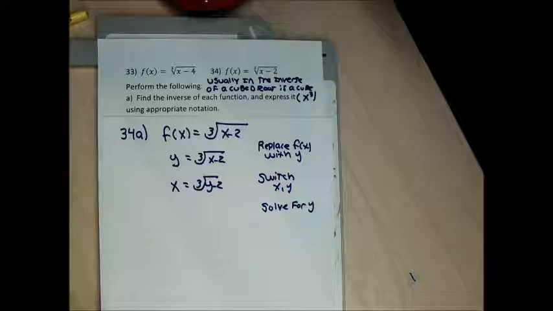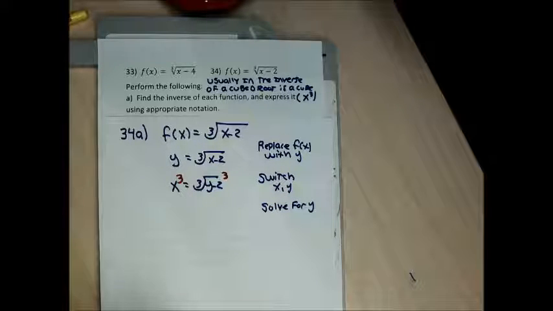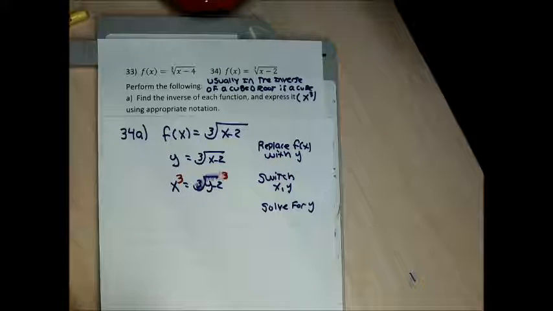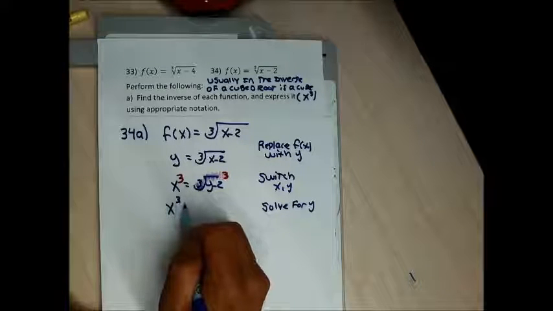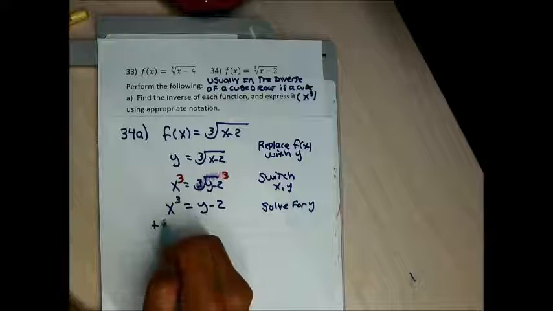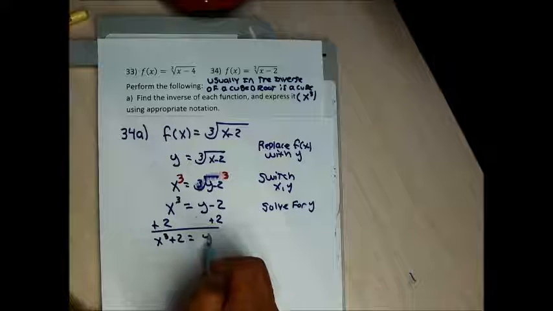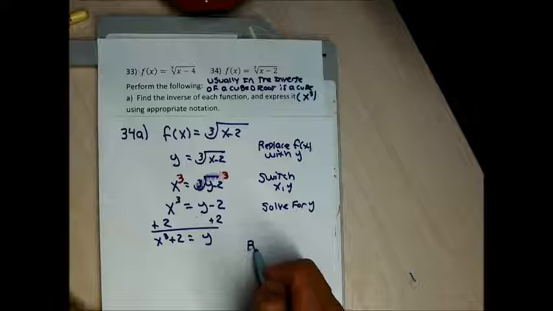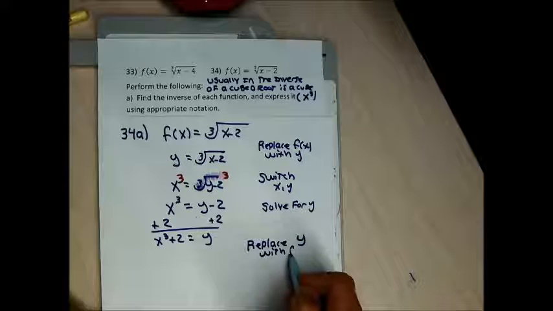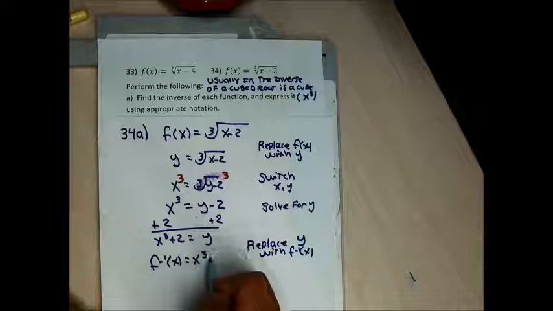It's really actually easy algebra. I'm going to cube both sides, and when you cube a cube root, the cube cancels out the cube root. So on the right hand side, when I cube it, I'm going to just get y minus 2. On the left hand side, when I cube it, I get x cubed. So this gives me x cubed equals y minus 2. I'm going to add 2 to both sides and get x cubed plus 2 equal to y. I'm done solving for y. I'm now going to replace the y with f inverse. So I'm going to write f inverse of x equals x cubed plus 2.